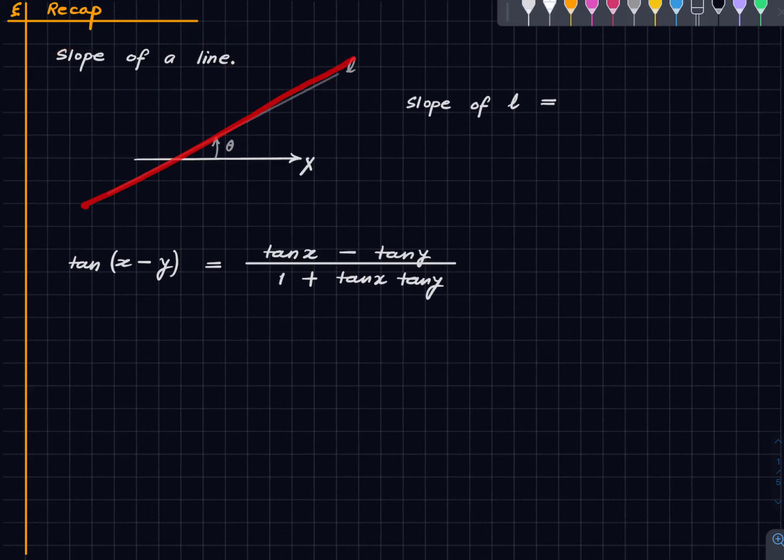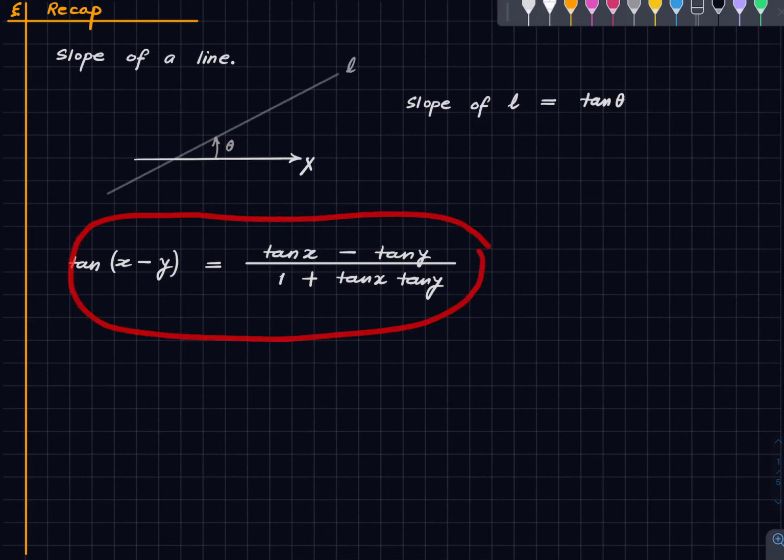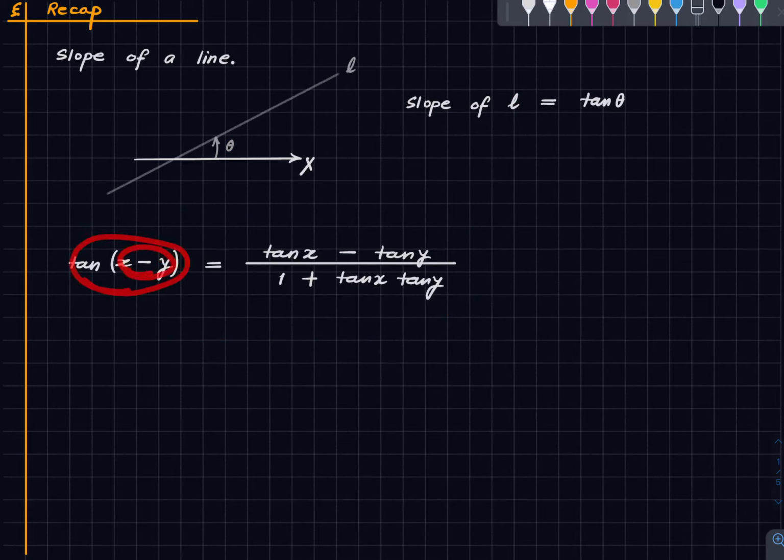So if we have a line on the coordinate plane, then we record the angle between the line and the positive direction of the x-axis. Call that angle theta. Then the slope of the line is defined as the tan of this angle. Alright, and we also need to know this basic trigonometric formula, which says that if x and y are any two angles, then tan of x minus y is expressed that way.